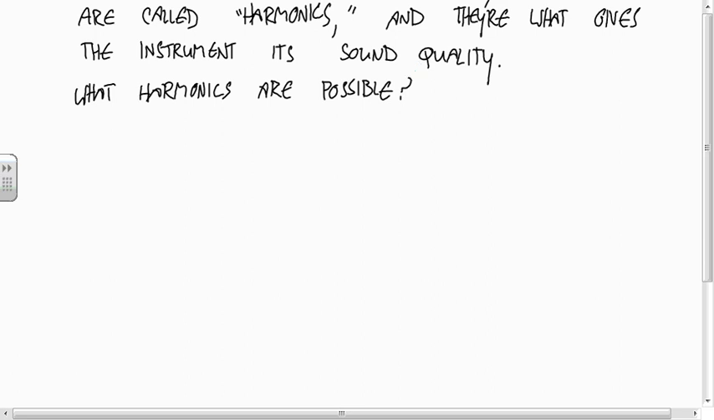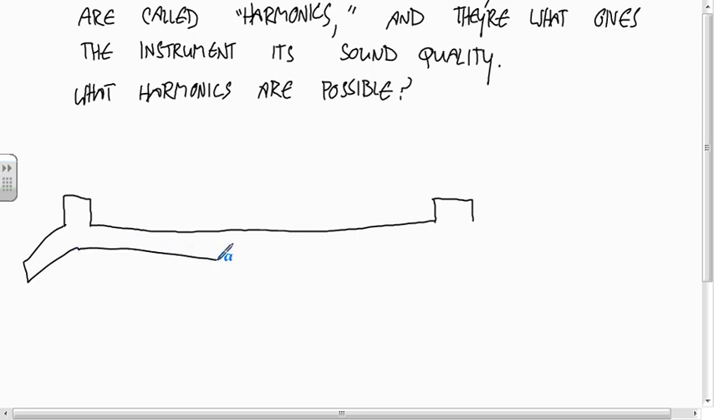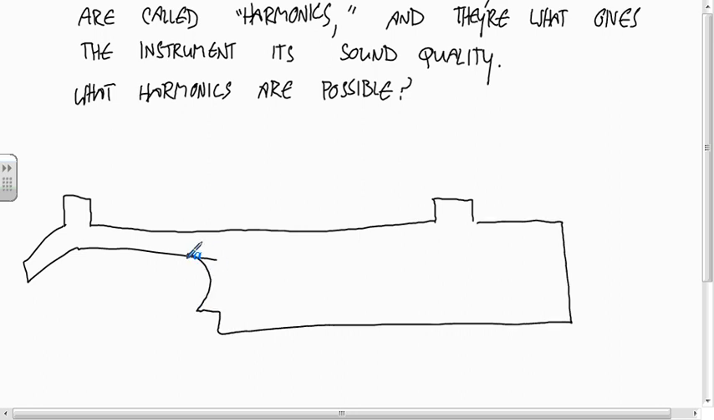So notice that, I'm going to do a blown-up version of that side view of the guitar. The string goes like this. Only certain waves are allowed because the string is locked down here and locked down here. Those two points can't move. The other points can move. And so these are the waves that are possible.